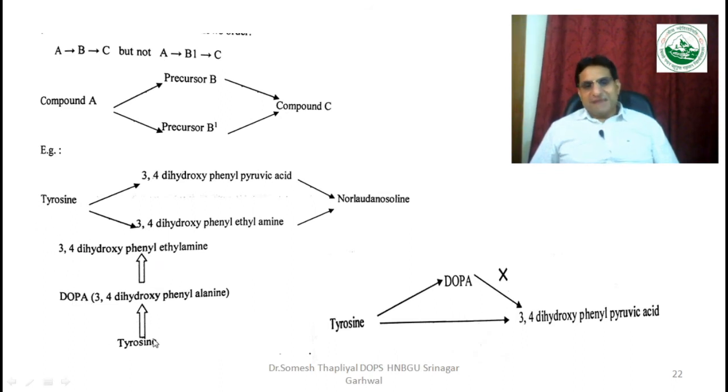So when we did the experiment, we found that from tyrosine we can obtain dopa, but from dopa we cannot obtain 3,4-dihydroxyphenyl pyruvic acid. So we can say that 3,4-dihydroxyphenyl pyruvic acid can be obtained directly from tyrosine, but it is not obtained from dopa.